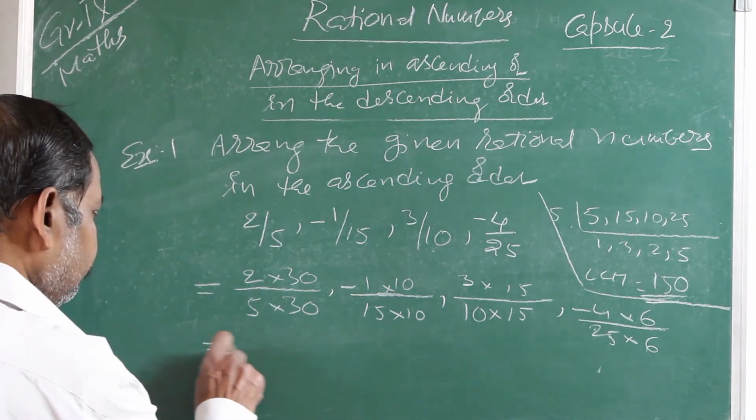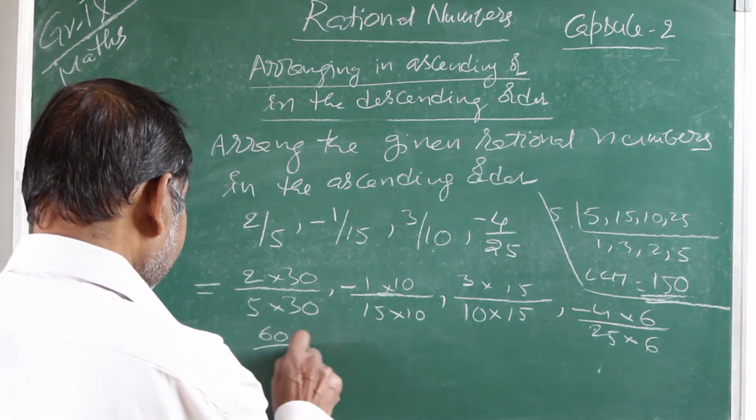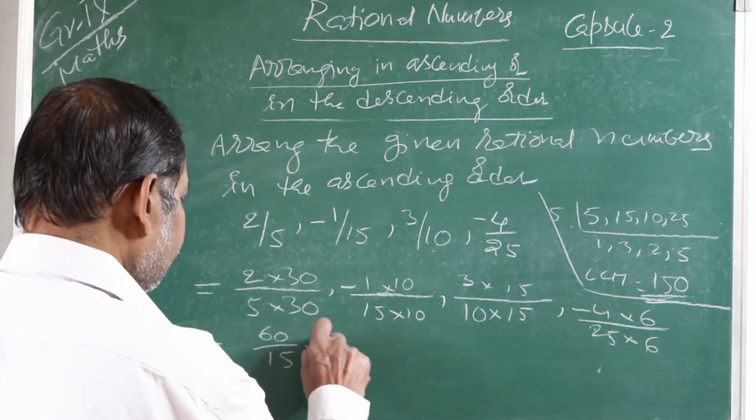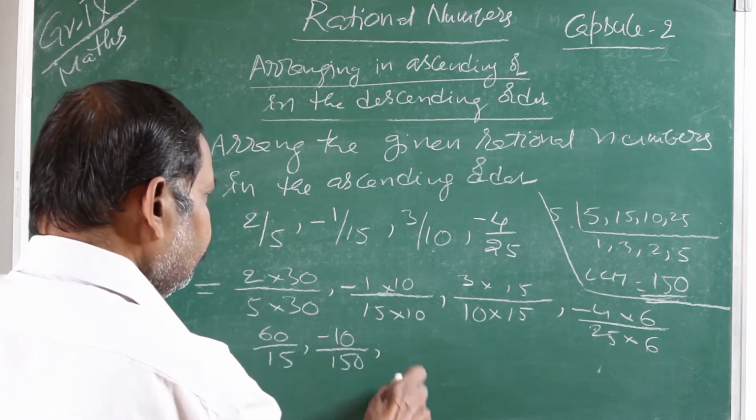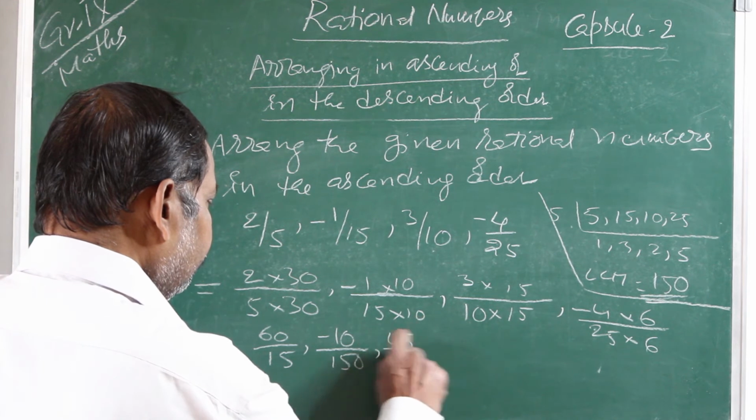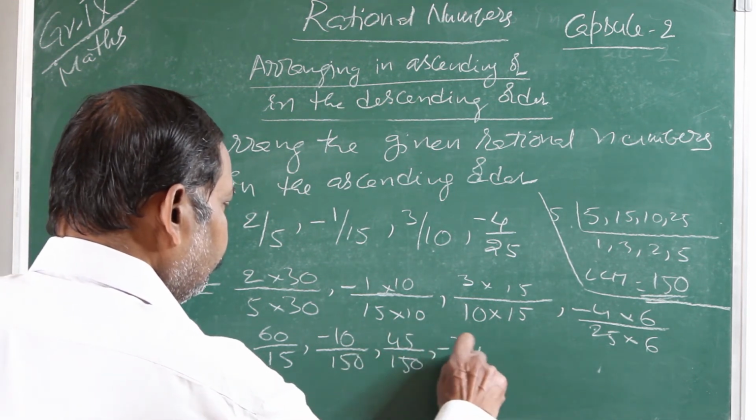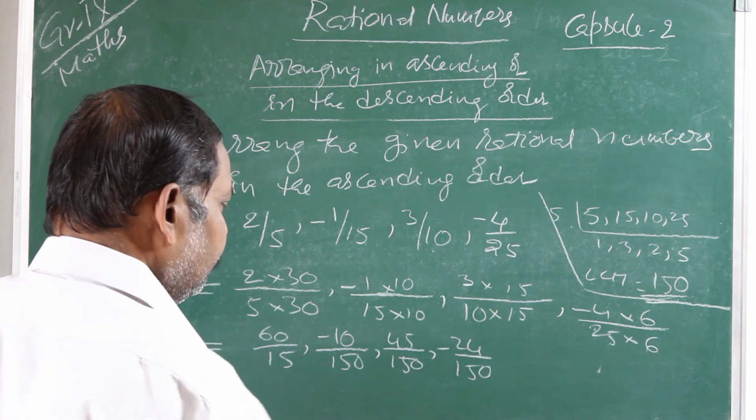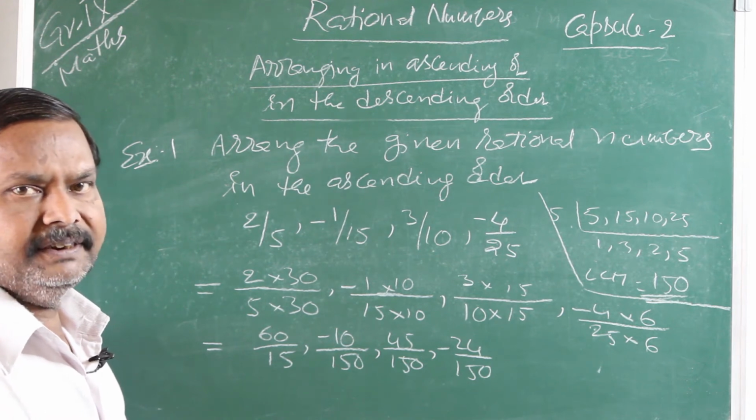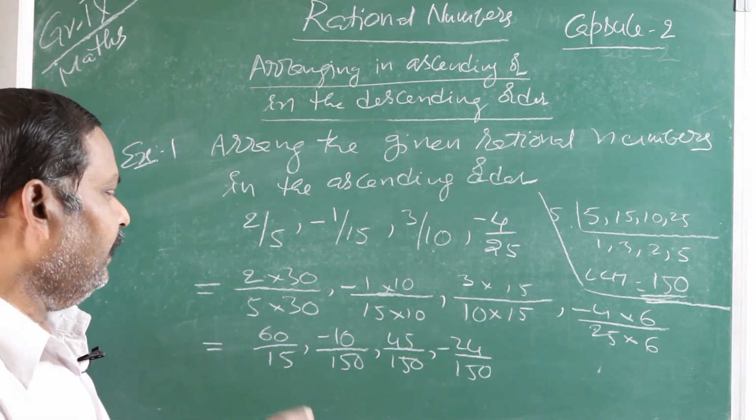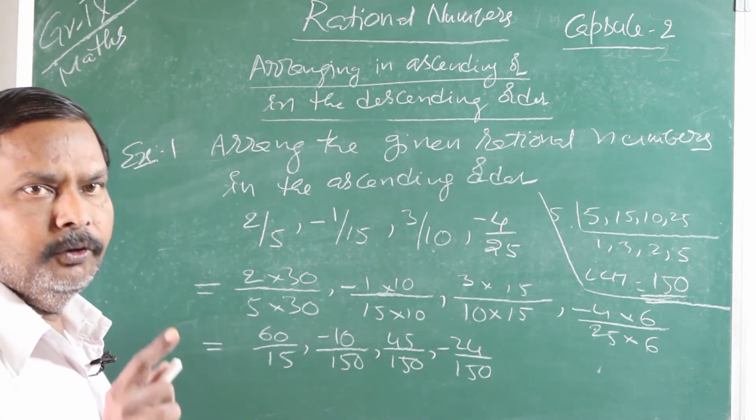If you simplify, 30 twos are 60 by 150, minus 10 by 150, 45 by 150, minus 24 by 150. Now they are all like fractions. That means you have converted all the fractions into like fractions. Now let us compare the numerators and arrange the fractions in the ascending order of numerators.